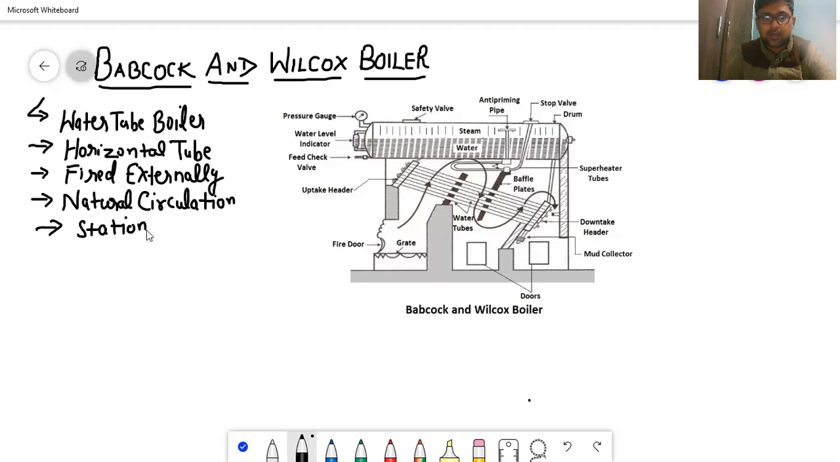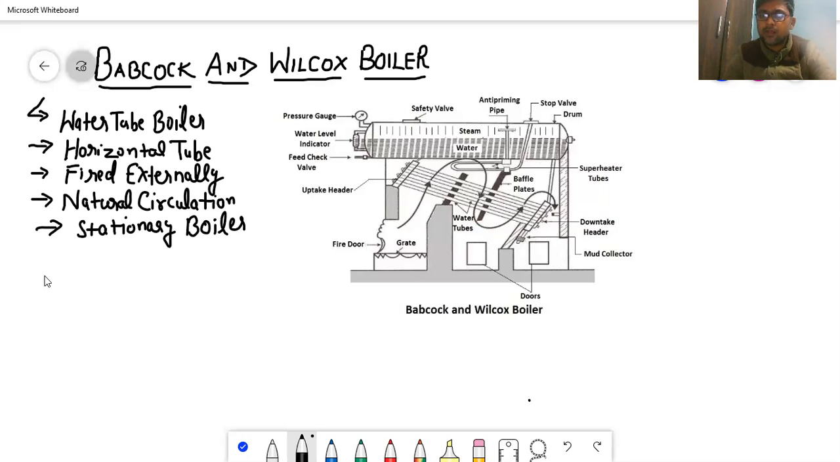It means इसका हम यूज इंडस्ट्रीज में करते हैं या पावर प्लांट्स में करते हैं. क्लियर? जहाँ किसी वन प्लेस टू अनदर मूव नहीं कर रहा है. सो इट इज अ स्टेशनरी बॉयलर. So these are some common points which are very important to start with about the Babcock and Wilcox boiler.